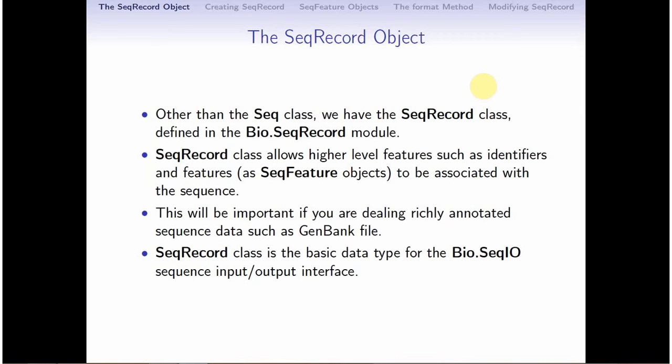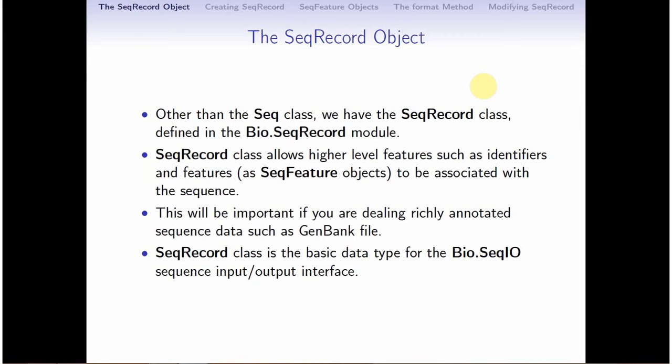Remember last week when we went through the sequence class, all we needed to key in was the ID number or the name, the sequence, and lastly the alphabet. That's all. But sequence record allows you to record even more higher level features that we'll go through later. By feature I mean more information about the sequence itself.